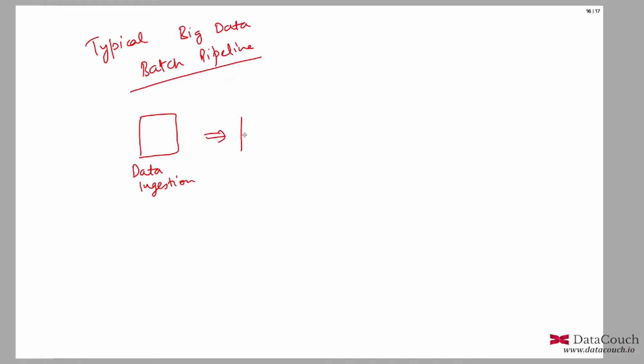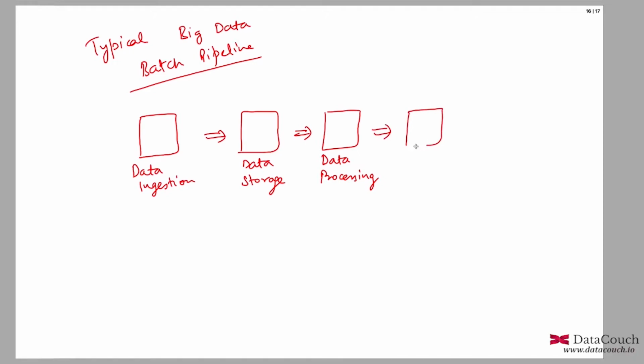Second phase is data storage. Third phase is data processing. Fourth phase, you can say, we have data analysis. After that we have data serving or data visualization.